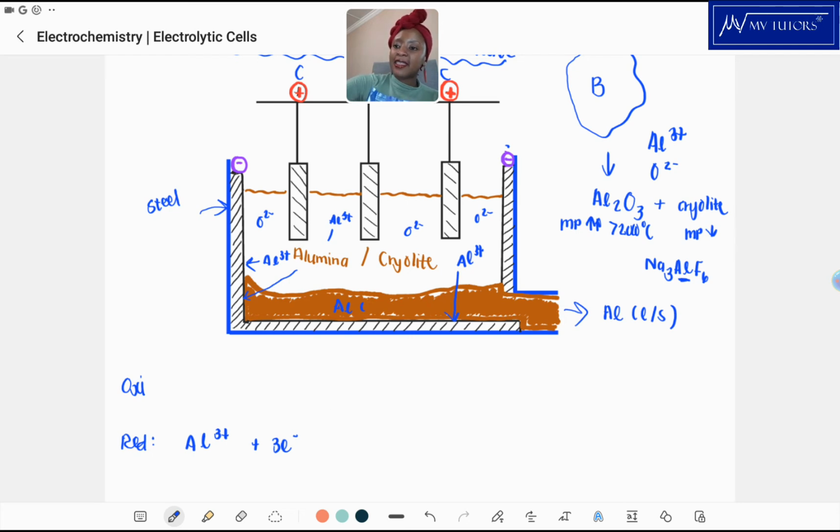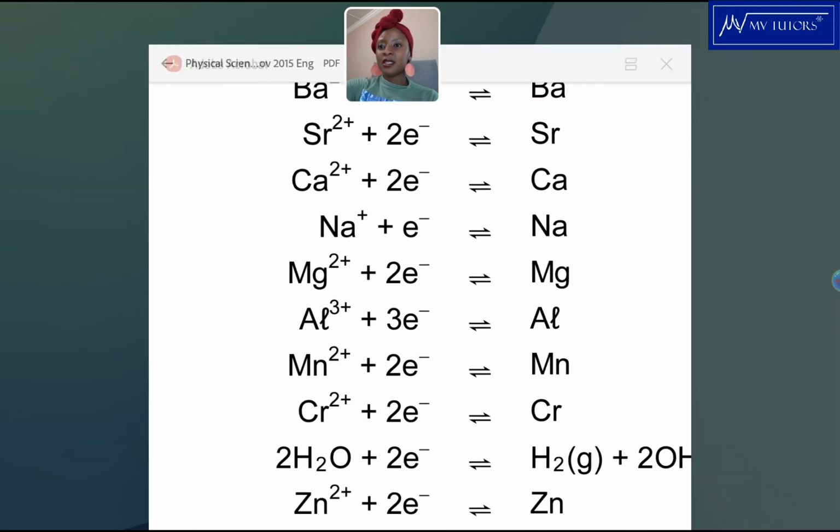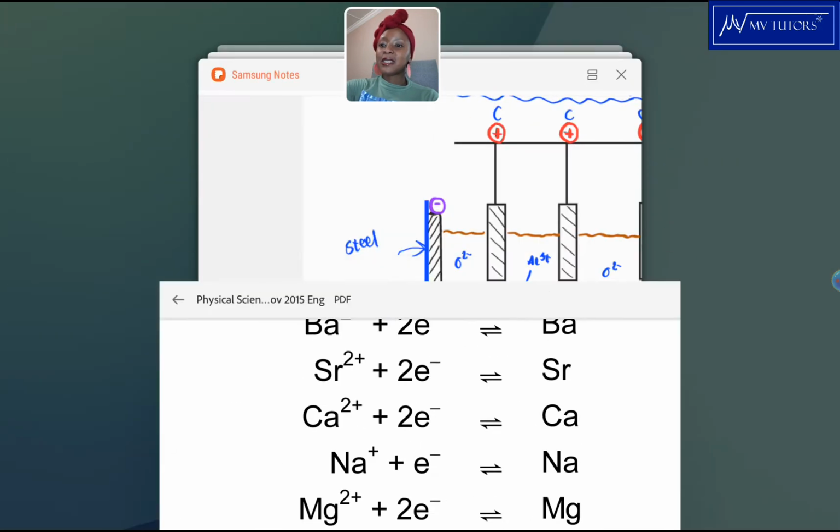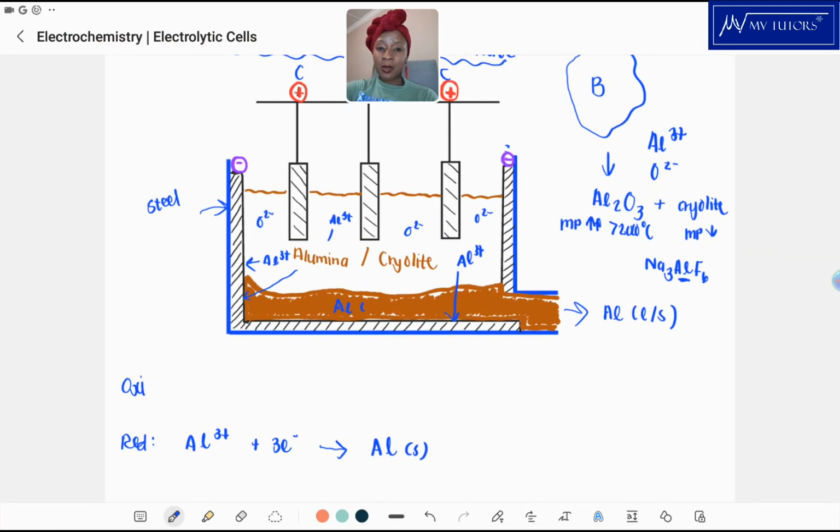And then like I said, with reduction, you write it as you see it on the table. So at the end you're going to have your aluminium, which will ultimately become a solid. Let me see, did they actually put, no, they didn't put it. I thought they put an (s) there as a solid, but yes, it will ultimately become a solid.